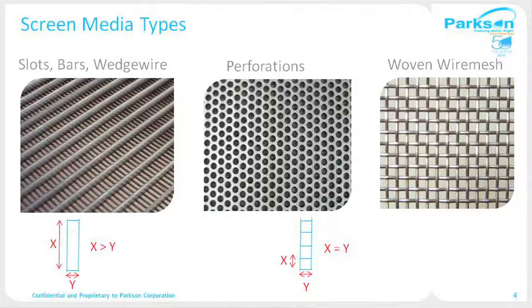We see here different screen media types that are used very often in our industry. There are slots, bars, wedgewire, perforated plates, and woven wire mesh. The main difference is that slots can have different dimensions in the X and Y directions, as you can see there, while perforations and woven wire mesh are typically the same dimension in both directions.